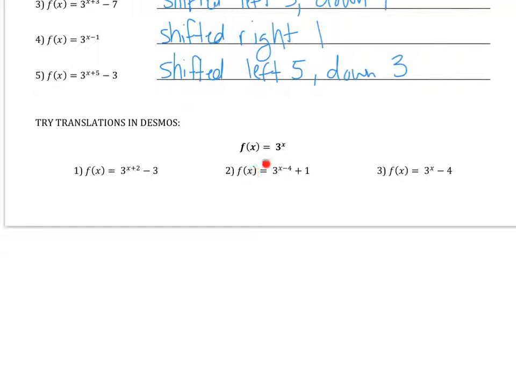Same thing with this one. This one should be shifted right 4, up 1, and this one should not be shifted left or right at all, just down 4. Check those in Desmos so you can see what I mean. If you have any questions, send me an email or a message on Canvas.